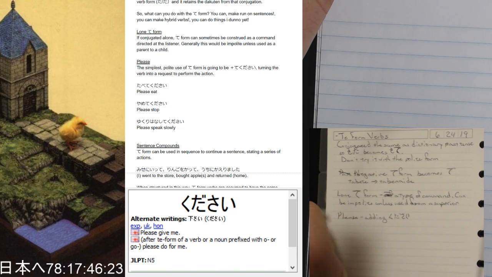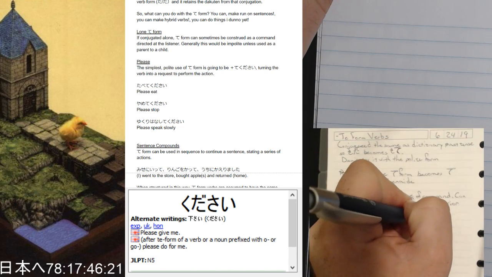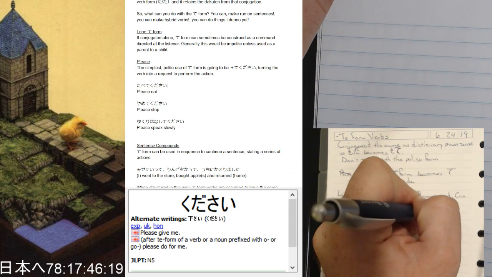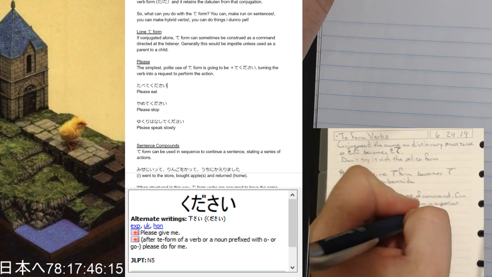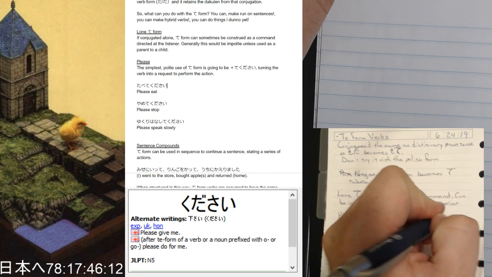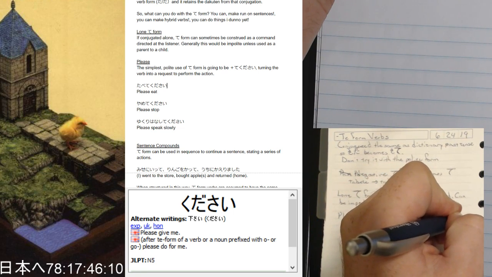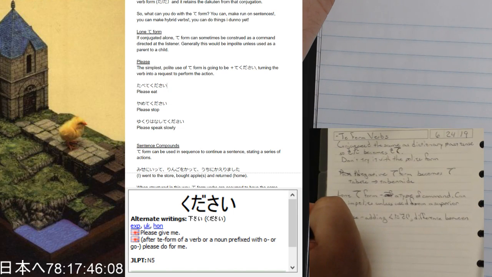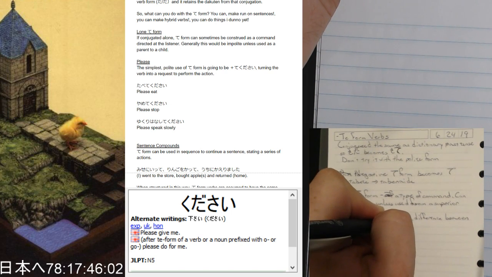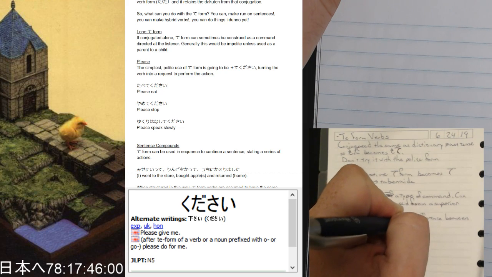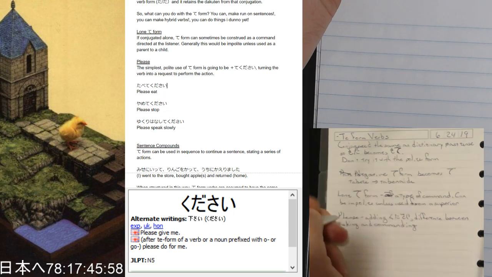A lot of times you'll end up dropping the vowel. It's hanashite kudasai rather than hanashite. And that's a good one just to know when someone's talking to you and you're like, I have no idea what the hell you just said. Yukuri hanashite kudasai.